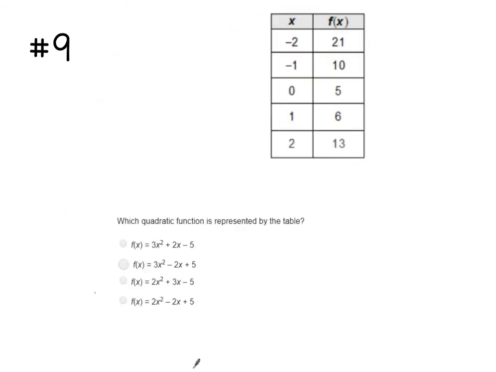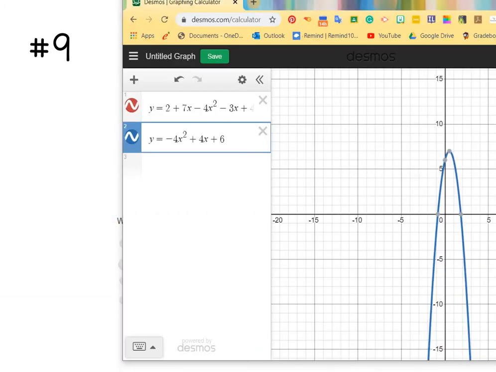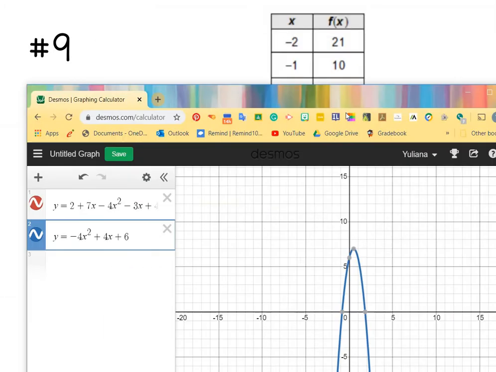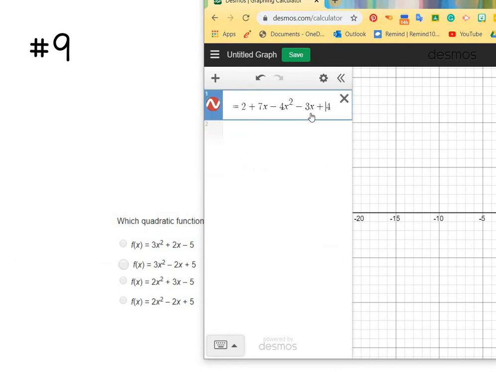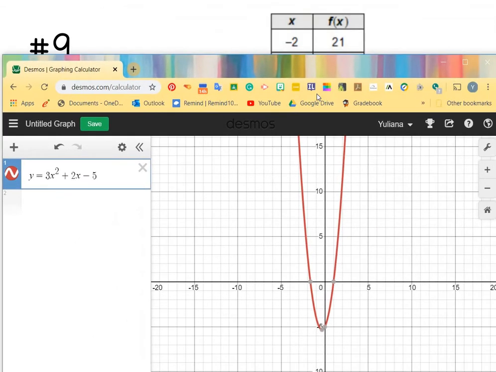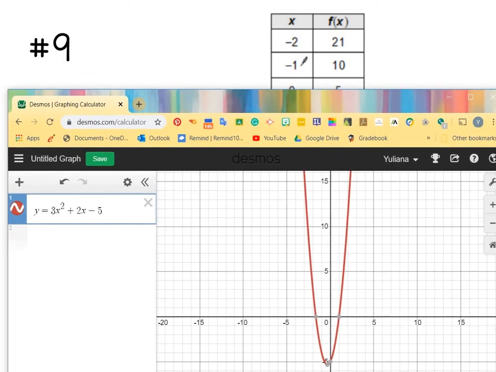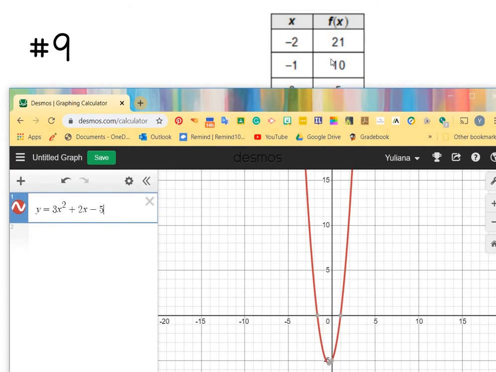On number 9, this is where graphing it in Desmos is going to help us. What I would do is start by graphing the first answer choice, which is y equals 3x squared plus 2x minus 5. And then I would start looking at the table values. So I need to see at negative 2, 21.